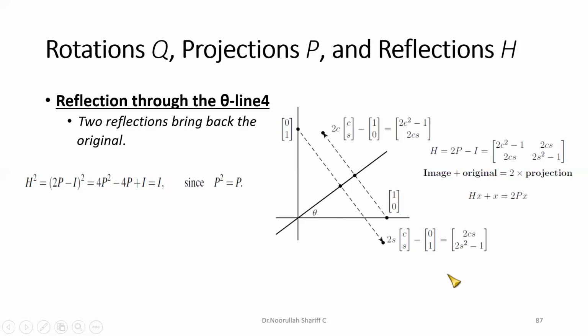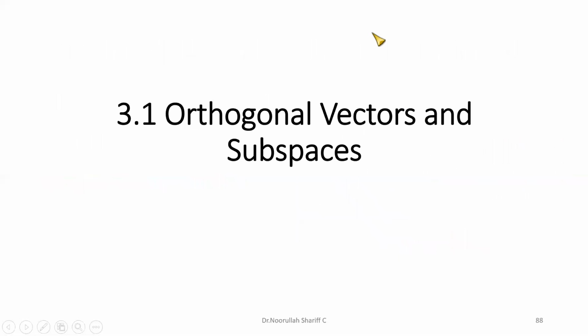So what it means is, if you have a particular point and you take the reflection once, it goes to this place, and if you take the reflection back, we come back to the same place. Similarly, if you have a point over here and take its reflection, you get over here, and if you take the reflection once more, you will be back at the same point. That means if you take H square, you will get back to the original position. With this, we come to the end of the lecture.